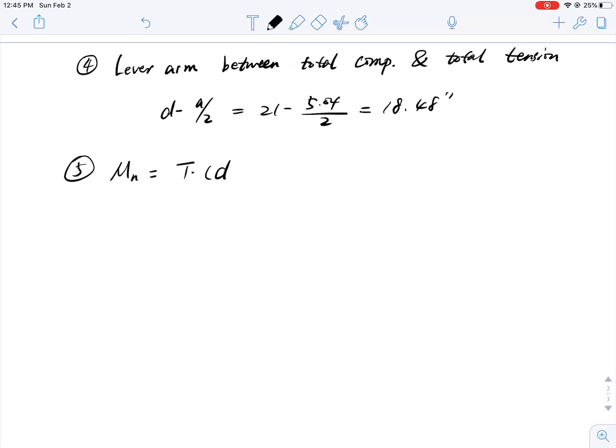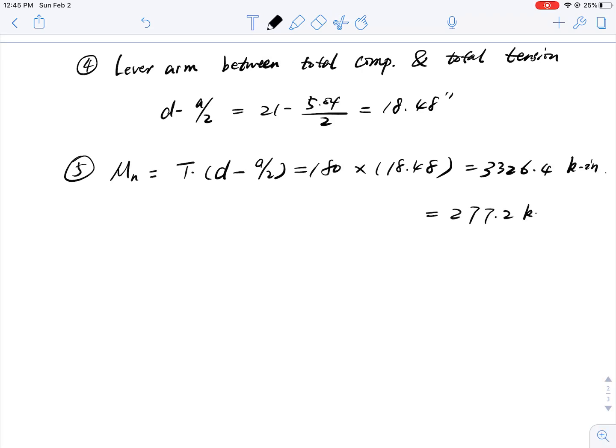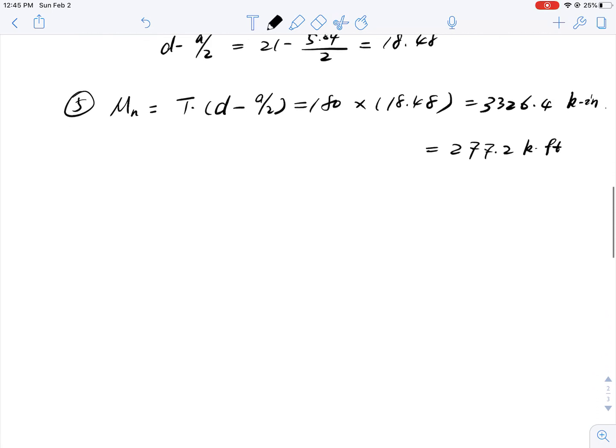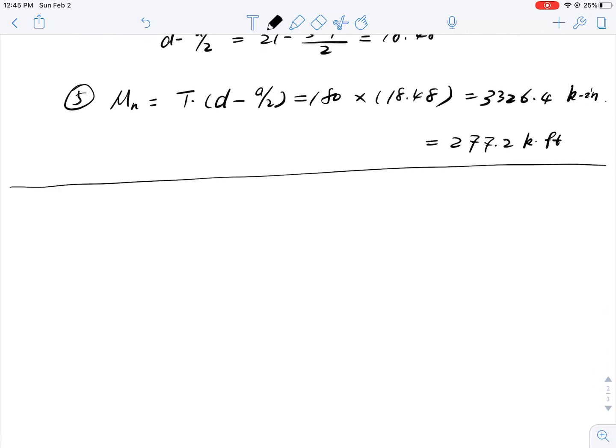Okay, then once I have the lever arm, I can directly calculate my nominal moment resistance, which equals a tension force, or compression force in this case, because they're equal, multiplied by distance d minus half a. So I have 180 kips multiplied by 18.48 inches. So I have 3326.4 kip-inches. And I divide that by 12, I get 277.2 kip-feet. Okay, so at this point we have found my nominal moment resistance.